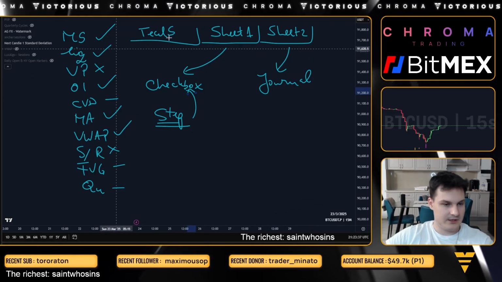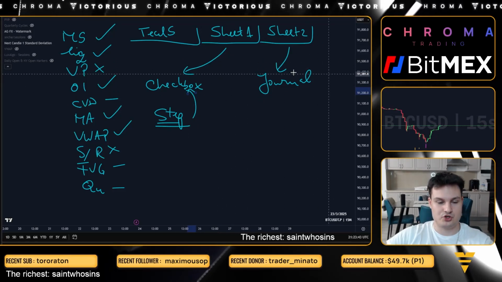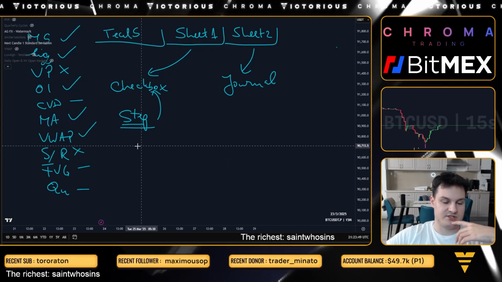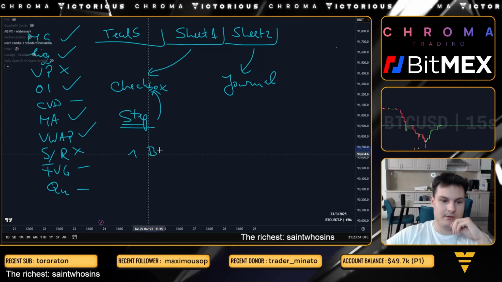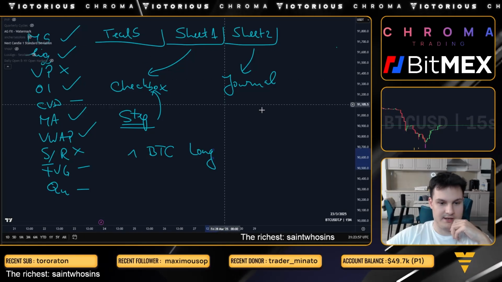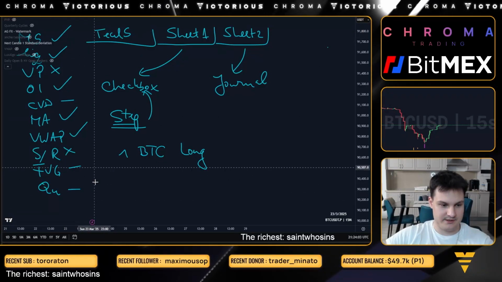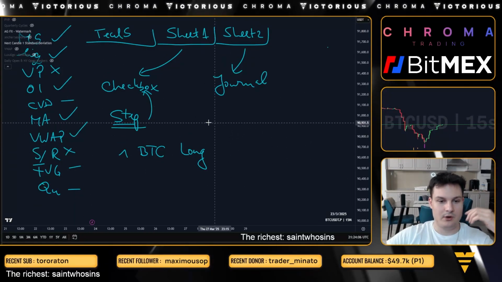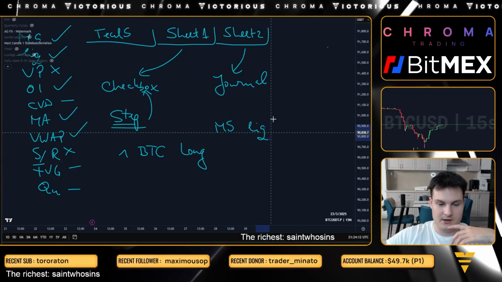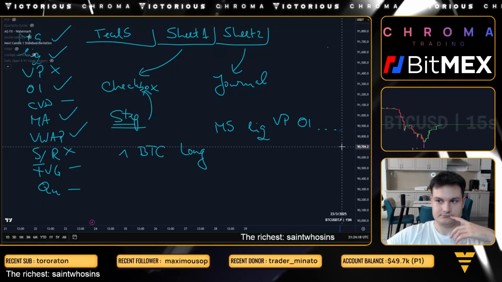And here, let's say you took the trade, and as soon as you enter the trade, you will go to your journal and make your first journal entry. Your journal entry will look something like this. Trade number 1, BTC, long, whatever you want. And then here comes the important part. You will have all these components as columns: market structure, liquidity, volume profile, OI, and so on, right?